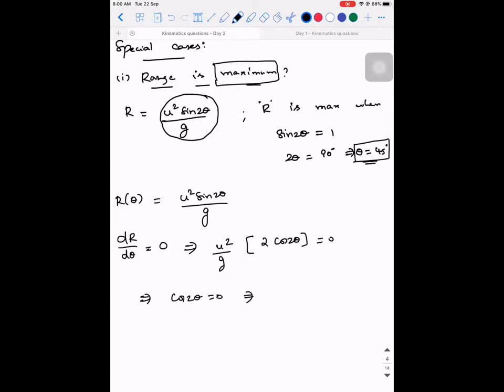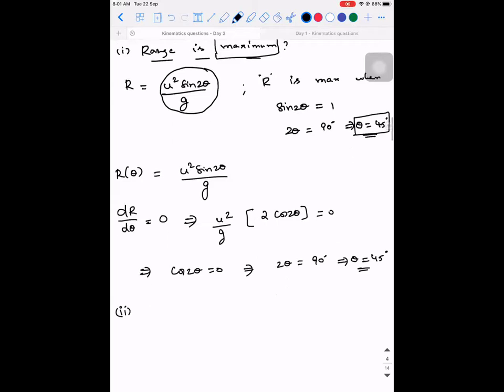When is cos 0? 90 degrees. You're getting it? Theta is equal to 45 degrees. If you want to verify whether it is maximum or minimum, you can do the double derivative test and verify it. But my objective is to relate every concept and explain it here. Are you guys able to understand? Right? You're able to think, right? Going forward, you will apply all these concepts. So range is maximum when theta is equal to 45 degrees.